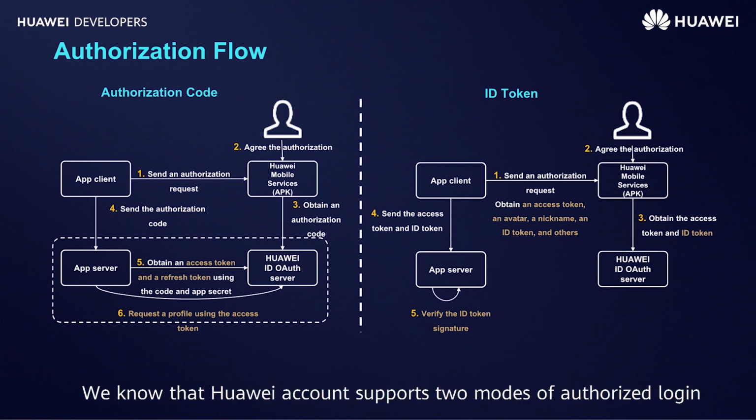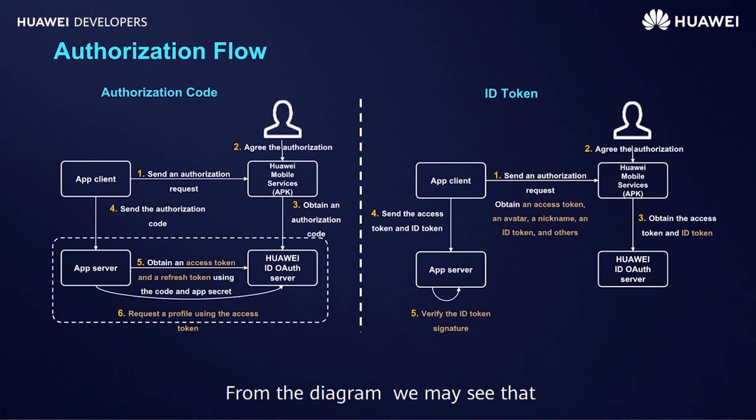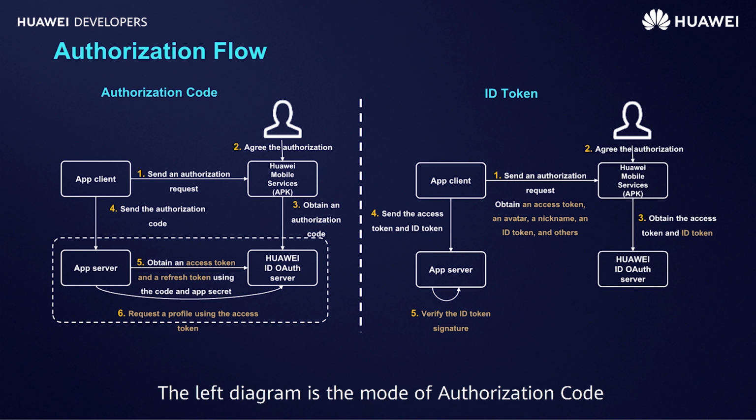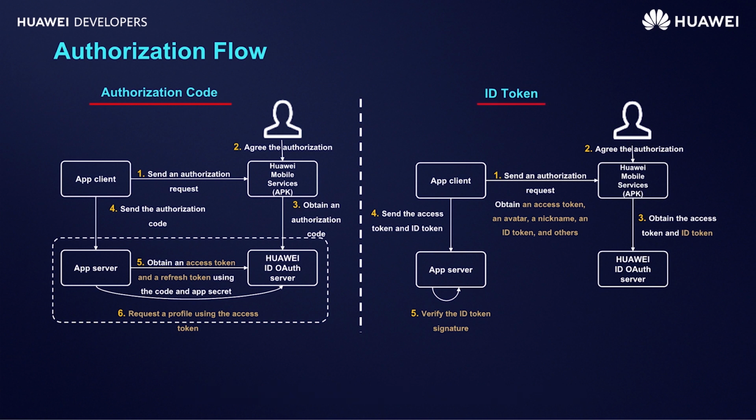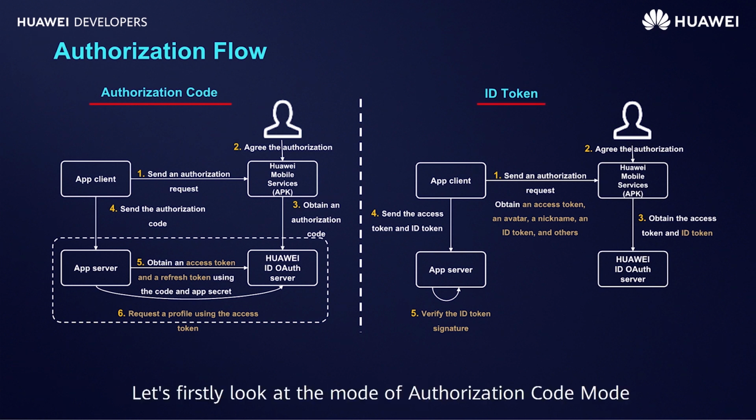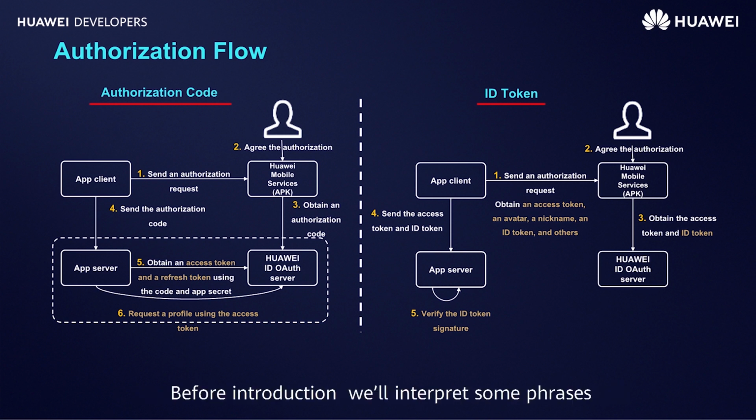We know that Huawei account supports two modes of authorized login. From the diagram, we may see that the left diagram is the mode of authorization code, and the right diagram is the mode of ID token. Let's firstly look at the authorization code mode. Before introduction, we will interpret some phrases.